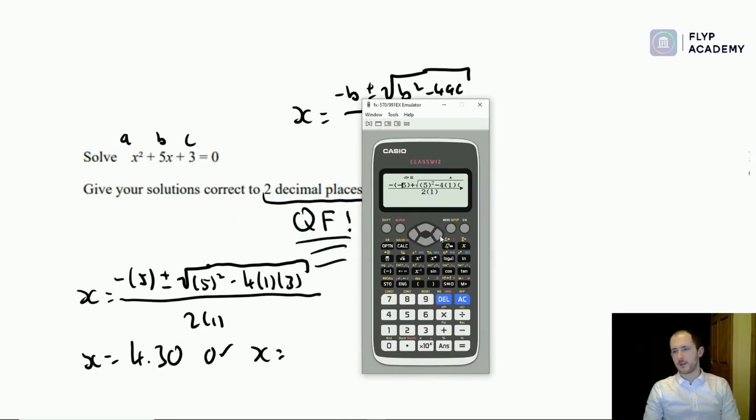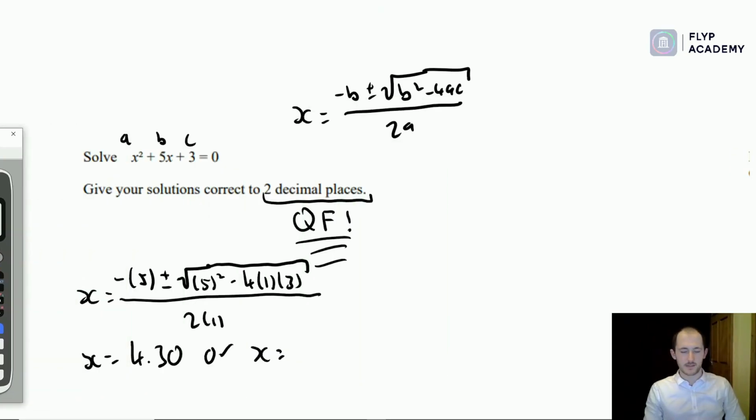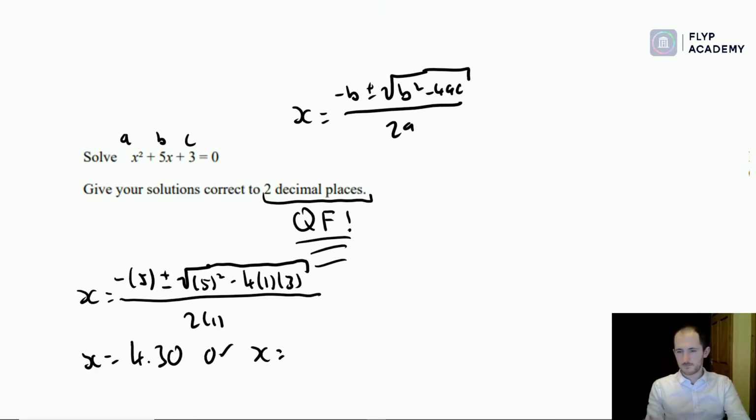And then all you need to do is go back and change it. You don't need to enter the whole thing again. Just go back and use the arrow keys to change the sign. 0.697, so 0.70. So again, if you notice, we're actually always getting 2 answers for our questions so far.